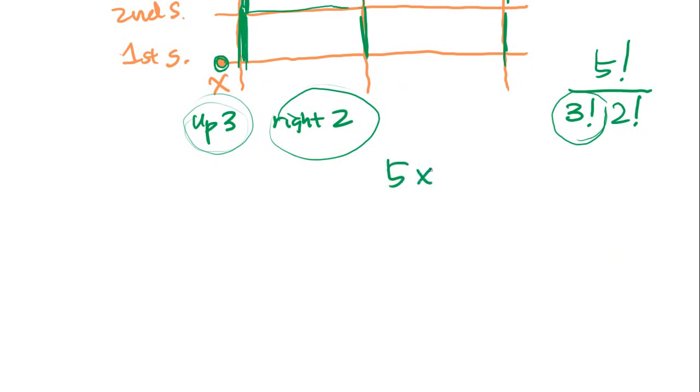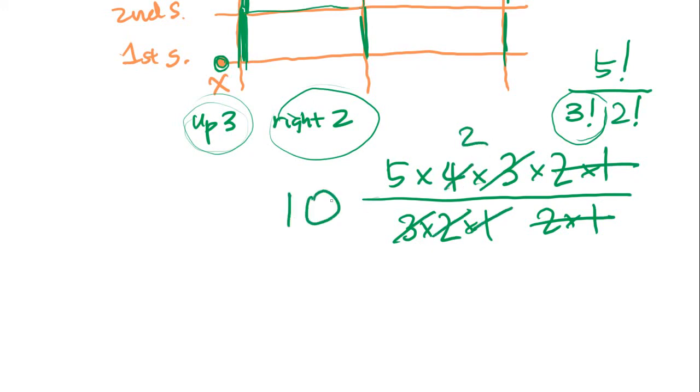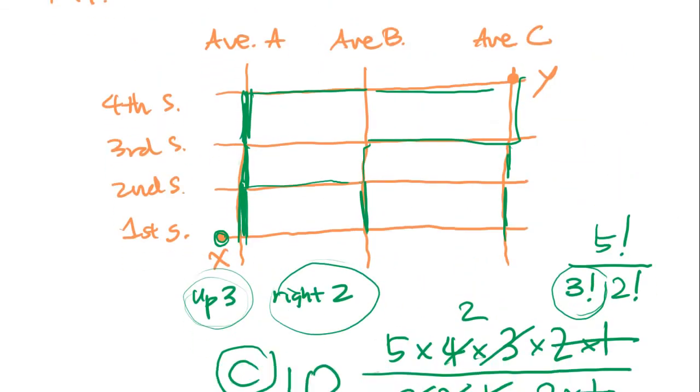We get 5 times 4 times 3 times 2 times 1. On the bottom we get 3 times 2 times 1. Also we get 2 times 1. Well, those cancel out. That cancels out. This becomes 2. 1 cancels out. 2 times 5 is going to be 10. And 10 is going to be answer C.